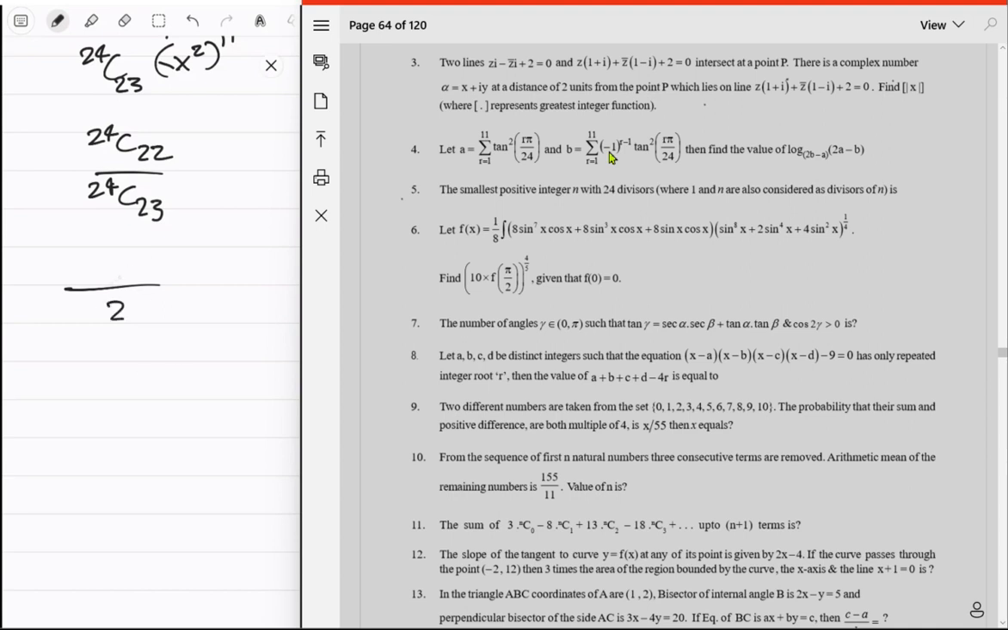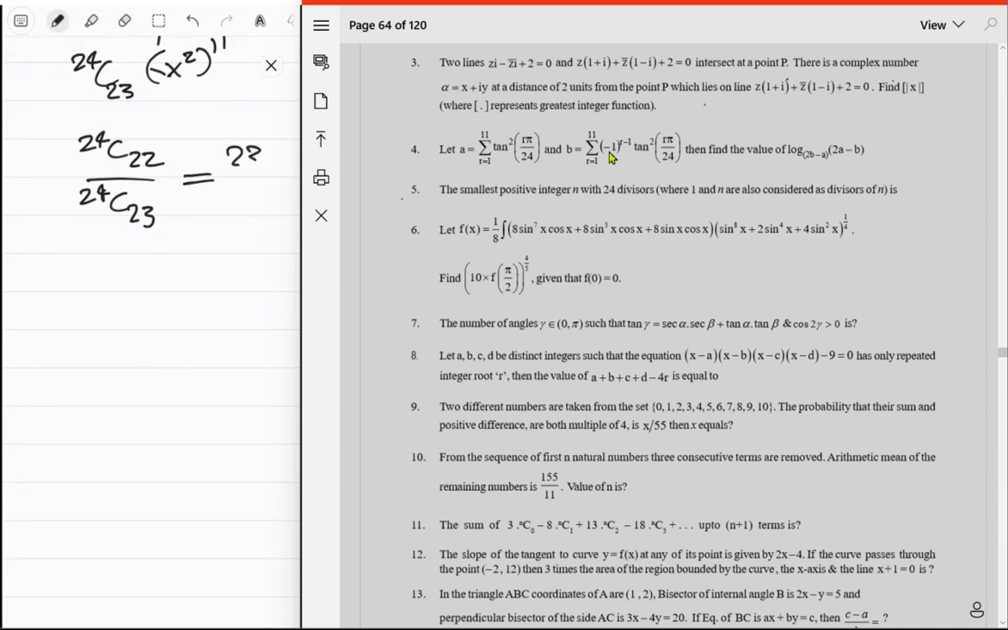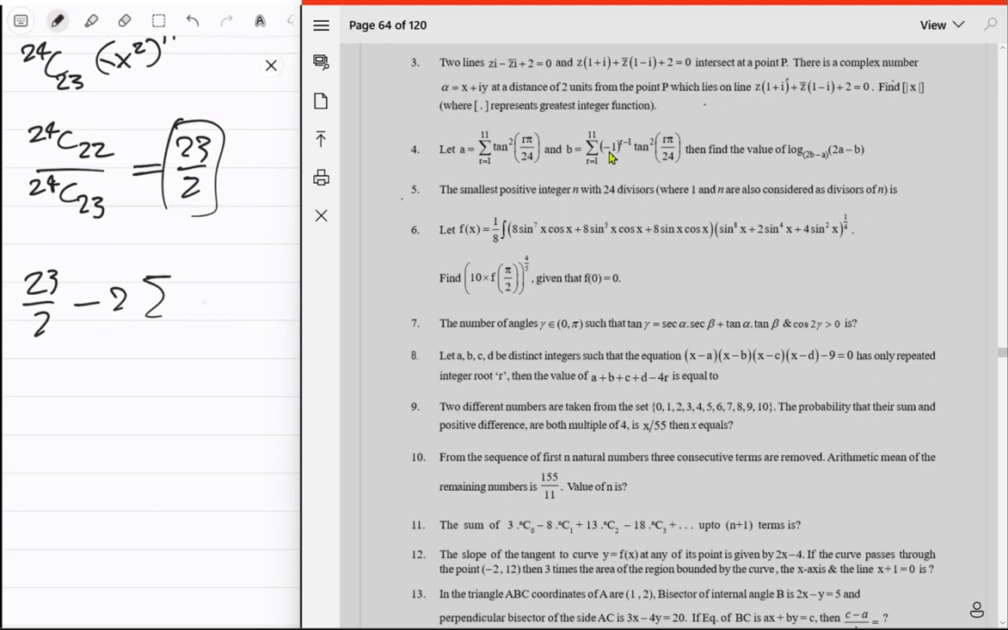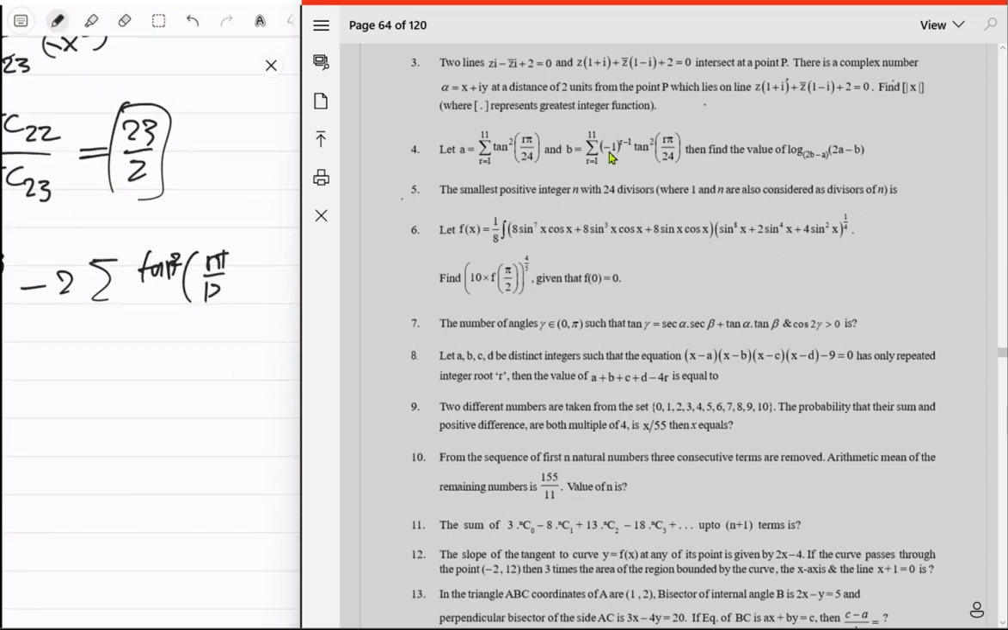Upper bigger number, like 23 upon 2. That's what this thing is. It's just equal to 23 upon 2. So this thing will be 23 upon 2, but then minus 2 times the summation of tan square r pi upon 12. From what to what?